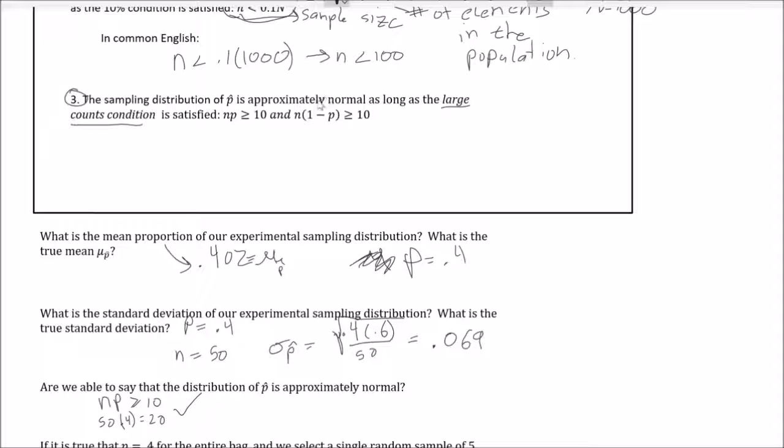We also have to check the second part of it. n times 1 minus p, so that would be 50 times 0.6. I can already see that 50 times 0.6 is going to be a bigger number than 50 times 0.4, so I'm not even going to bother to keep going, because that clearly is going to be larger than 10. So what is our answer? Our answer is yes, and we've demonstrated so right here using the large counts condition.